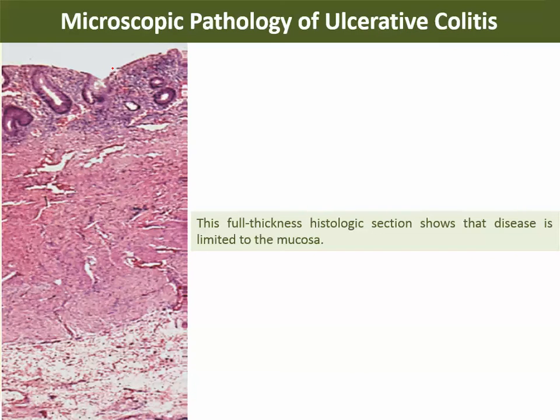If you see the whole section of the wall of the colon, you will be seeing inflammation only in the mucosa and the submucosa. You will not see the inflammation in the muscularis. That is another characteristic feature. And you will not see granulomas. Granulomas are seen in Crohn's disease.